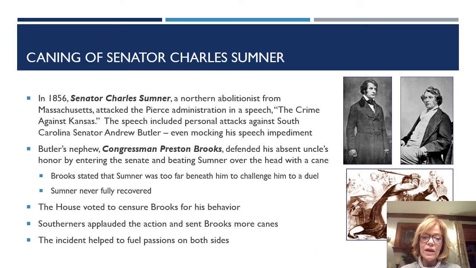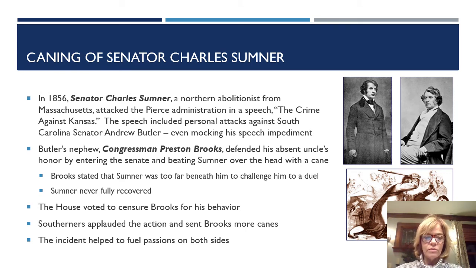All right, and then another event occurred, and we've talked about this before, that also heightened tension between the North and the South. Anti-slavery Senator Charles Sumner from Massachusetts gave a speech on the floor of the Senate called The Crime Against Kansas. In the speech, he attacks not only the Kansas-Nebraska Act, but also South Carolina Senator Andrew Butler for his support of it. He even mocks him. Butler had a speech impairment, and he makes fun of him there on the Senate floor.